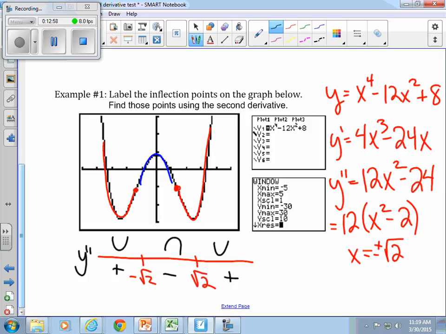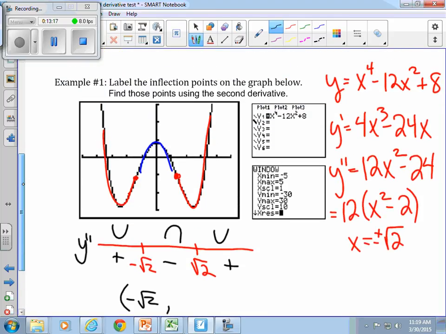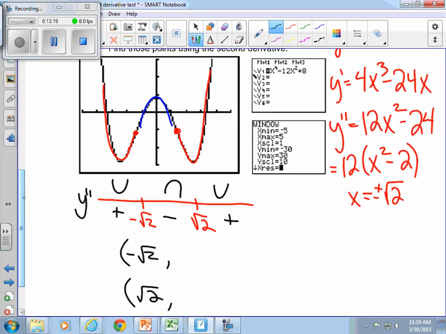So it says label the inflection points on the graph. I did find those points using the second derivative. Now, if I say the word point, what does that mean? I need to do a little bit of work because I need a y value. So I need to take those 2 points, and where do I plug them in to find a y value? The original. So again, recap. Original gives you y values.